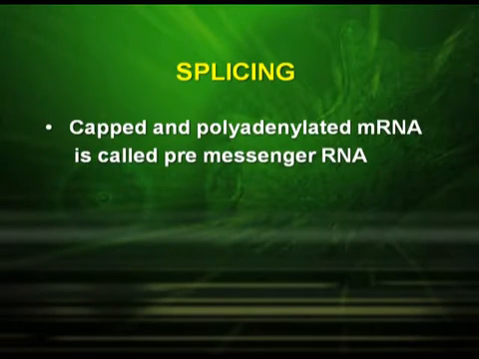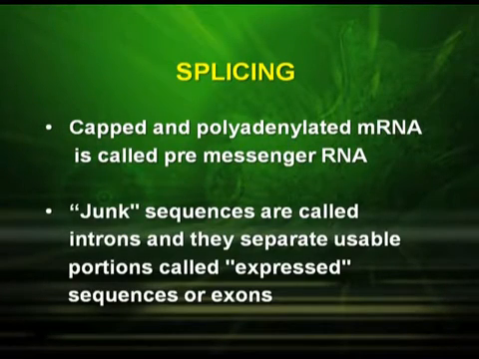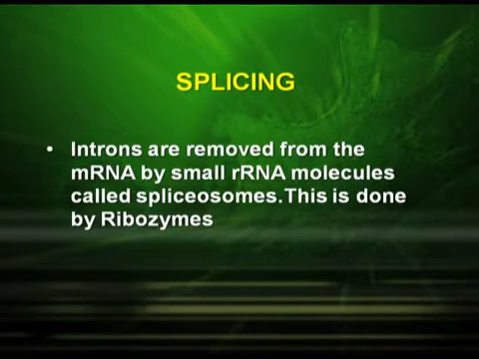The capped and polyadenylated mRNA is called pre-messenger RNA. The introns that we have seen are the junk sequences, and they separate usable portions which are the expressed ones, and that we call the exons. So, it is now necessary to remove the introns and get the functional RNA, and this process is called splicing. This is done by ribozymes.